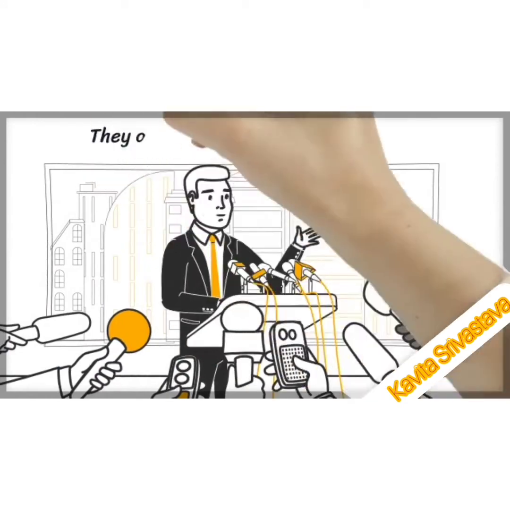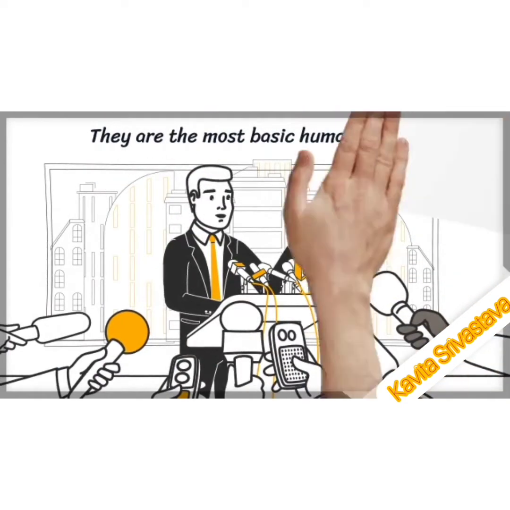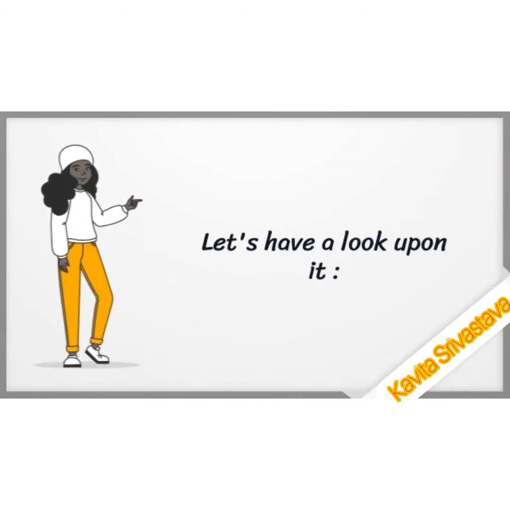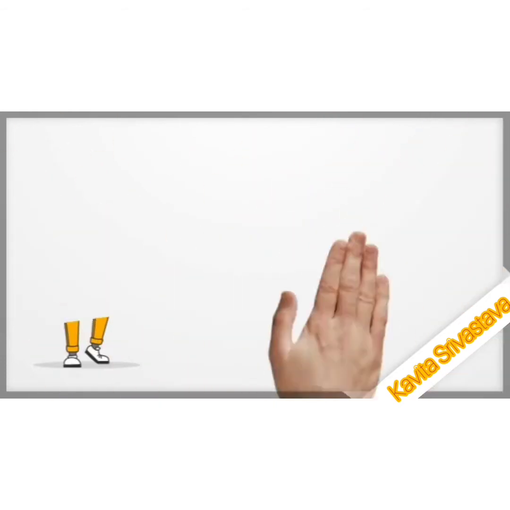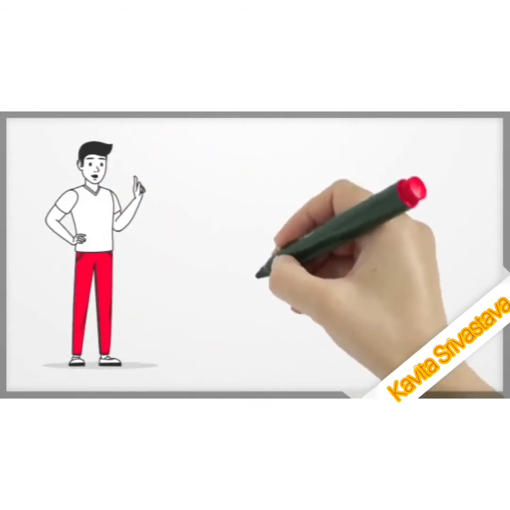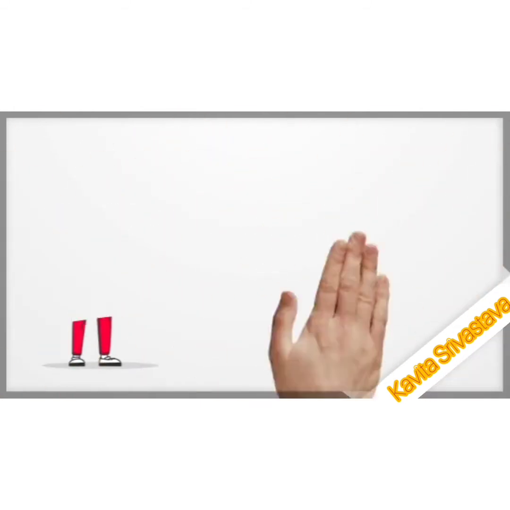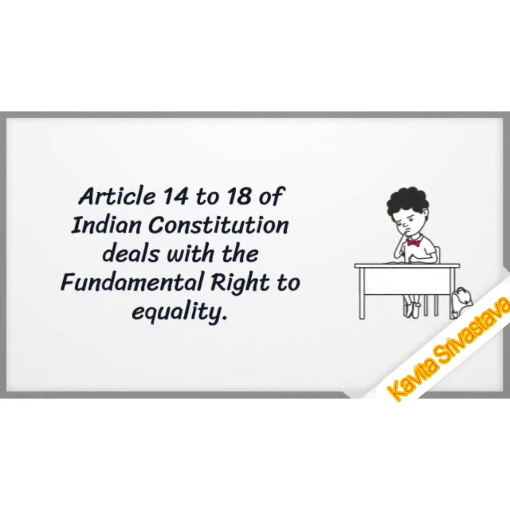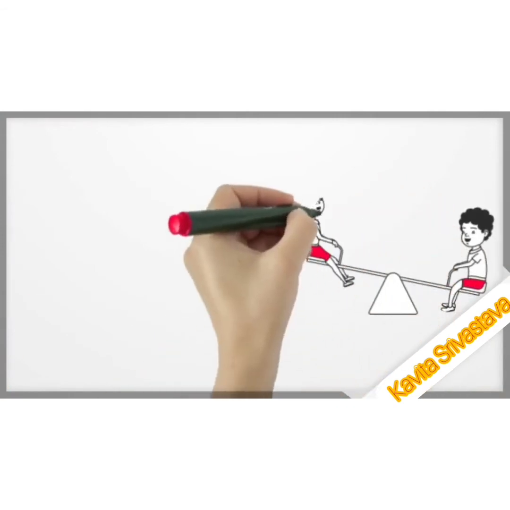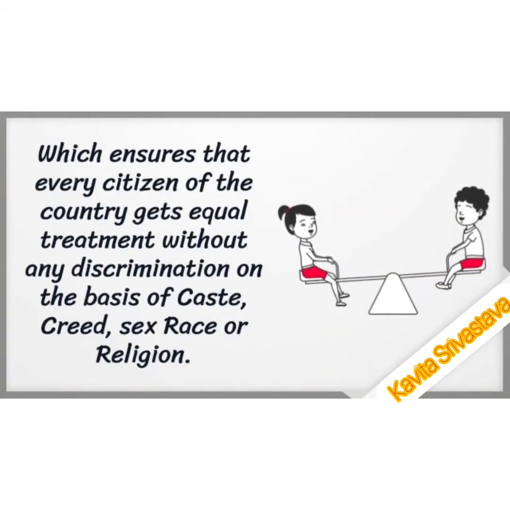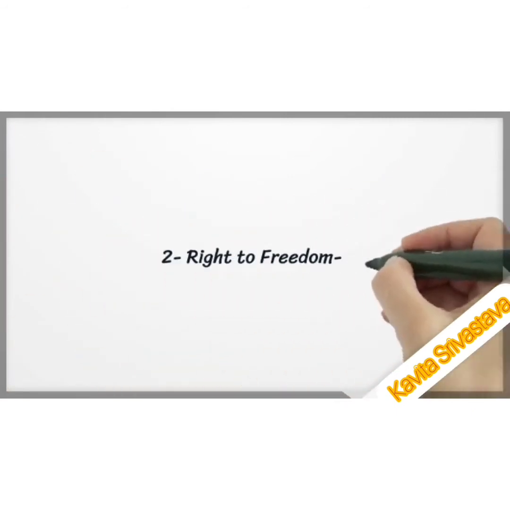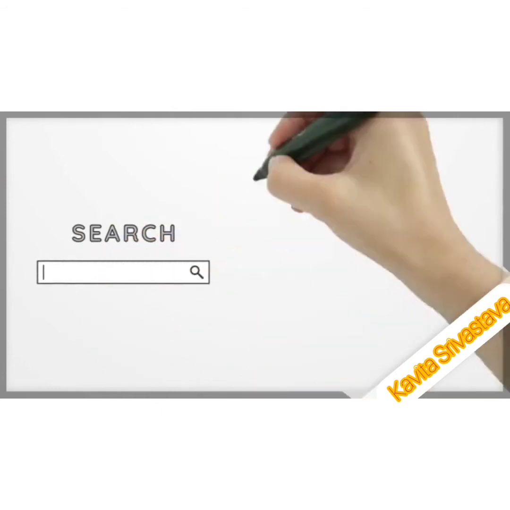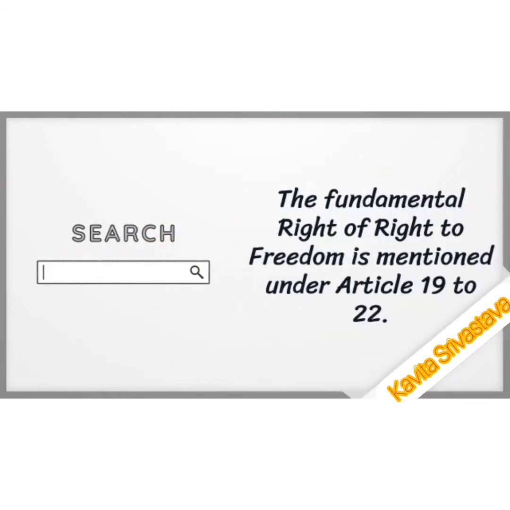We can have a look at the video on the screen. The first fundamental right is being discussed under Article 14, Article 15, Article 16, 17 and Article 18. Articles 14 to 18 deal with the fundamental right to equality, which ensures that every citizen of the country gets equal treatment without any discrimination on the basis of caste, creed, race or religion. So I hope you are getting my point.